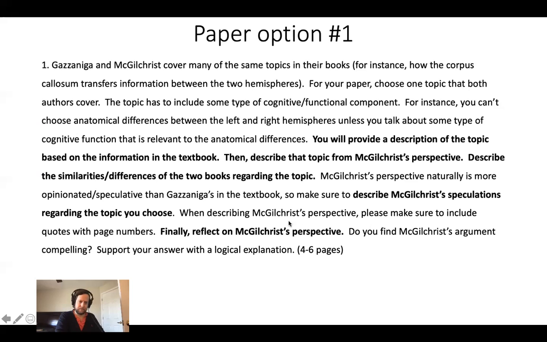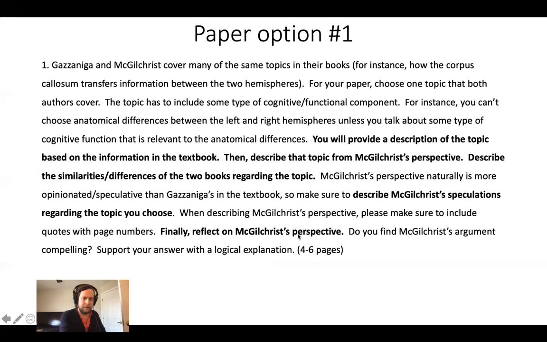And then at the end of the paper, you would reflect on McGilchrist's perspective. Do you find his argument compelling? If you're talking about attention, he makes all these claims. The hemispheres differ in the way they attend to the world, and this has implications for Western society. Do you agree with the implications that he makes about the role of attention and its implications for Western society? And then you want to support that with some type of logical explanation.